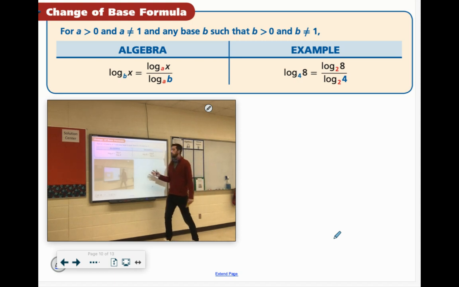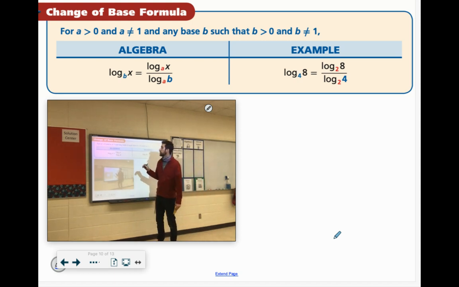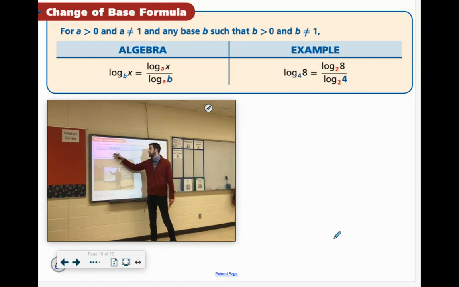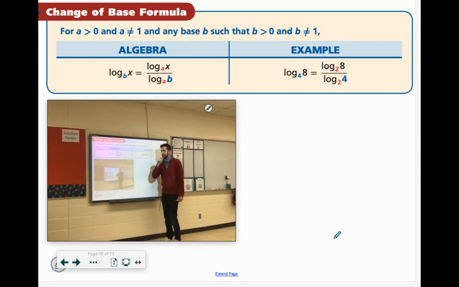Here's the change of base formula. This is actually super important to know. If you had log b to the x, what you can do is change the bases so that it is numbers that you can use to multiply. So that probably sounded pretty confusing.